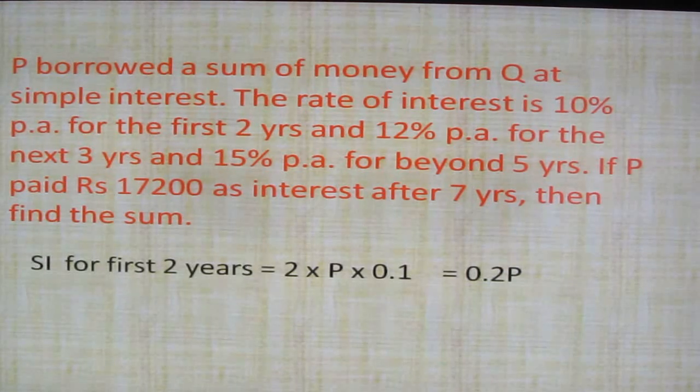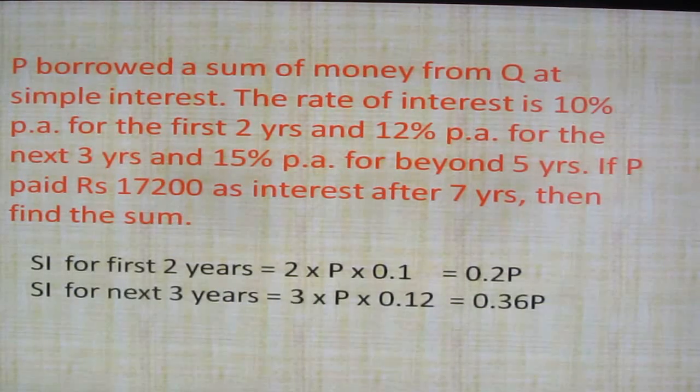So SI for the first 2 years equal to PNR by 100. In that, 10% I have just taken as 0.1. I need not worry about the denominator 100. So 2 into P into 0.1, that is 0.2P. And 12% I should take as 0.12. So SI for the next 3 years is 3 into P into 0.12, that is 0.36P.